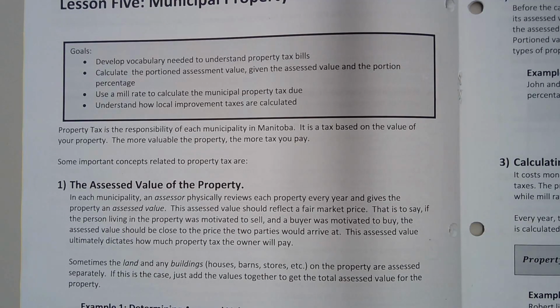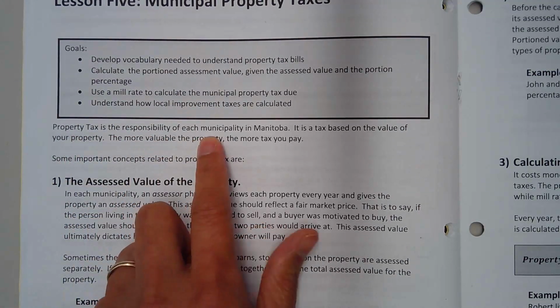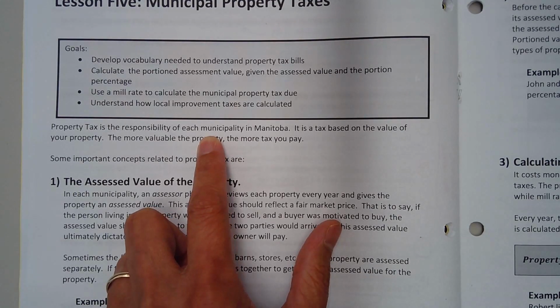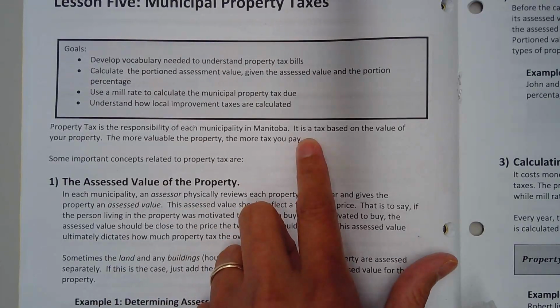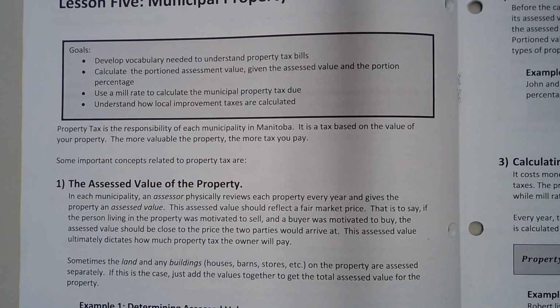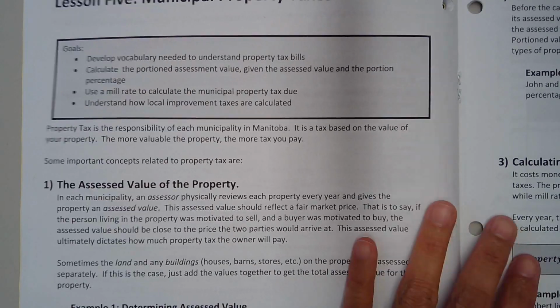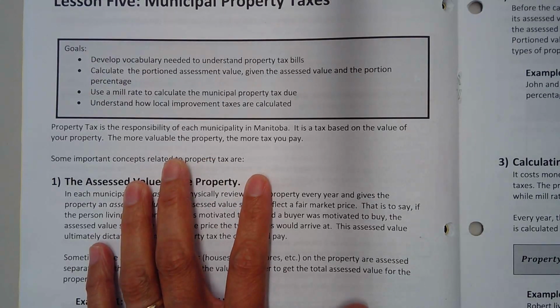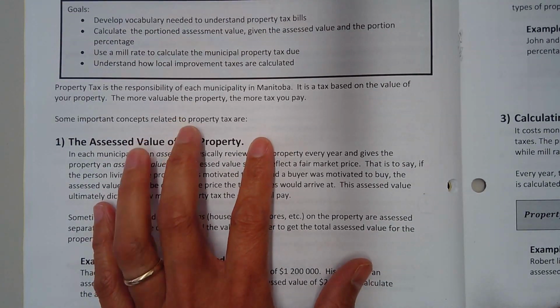So let's start off with property tax. What is a property tax? A property tax is the responsibility of each municipality in Manitoba. So our property tax goes to the City of Winnipeg because that's where we live, right? And that's where our property is. It is taxed on the value of the property. So the amount of tax that we pay is based on the value of our property. The higher the value of the property, the higher the tax. That's basically how it's done. The more valuable the property is, the more tax you pay.